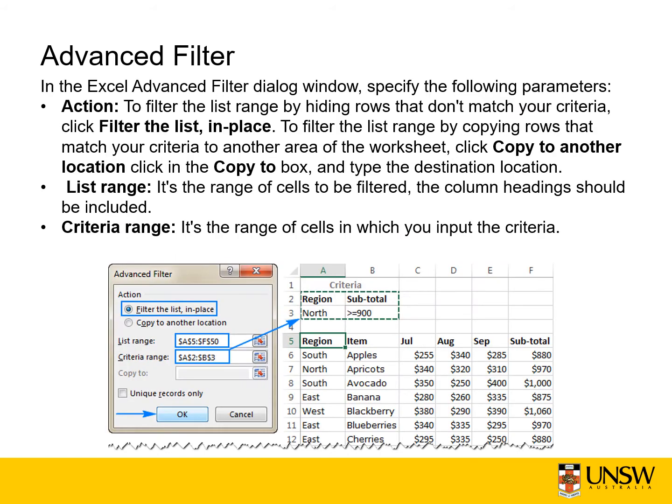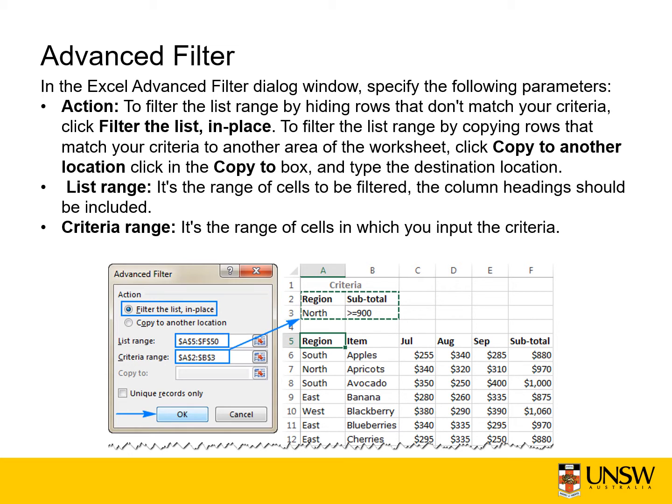In the Advanced Filter dialog window, you should specify action, list range, and criteria range. Action is used if you want to copy the filter results to another location. Selecting Filter the list in place will hide the rows that don't match your criteria. But if you choose Copy the results to another location, the filter results will be copied to the cell range that you specify in the Copy To box.